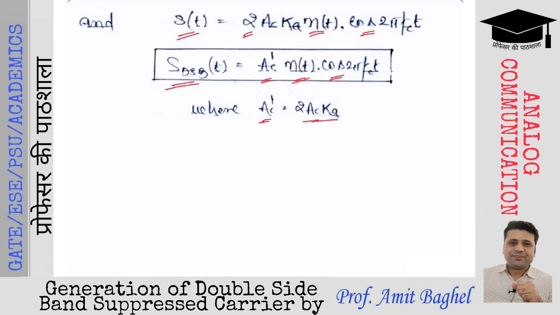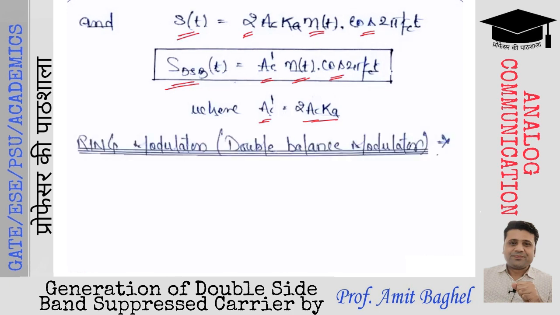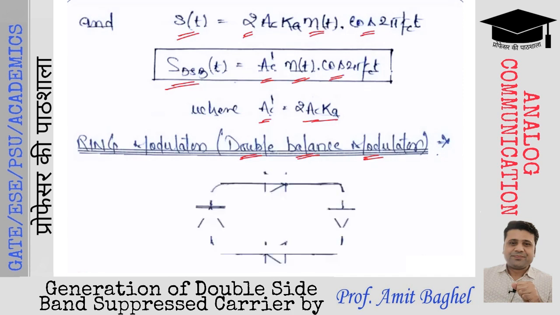Second type of modulator is known as the ring modulator. It is also known as the double balanced modulator. The ring modulator is named so, why? Because we have an arrangement of the diodes in such a manner that it looks like the diodes are there in a ring format.